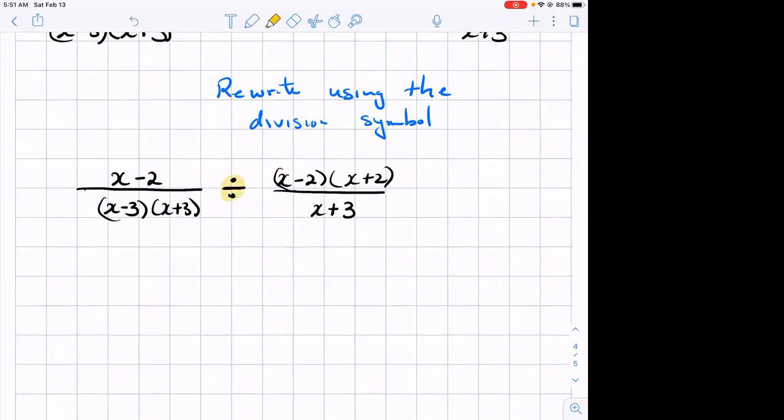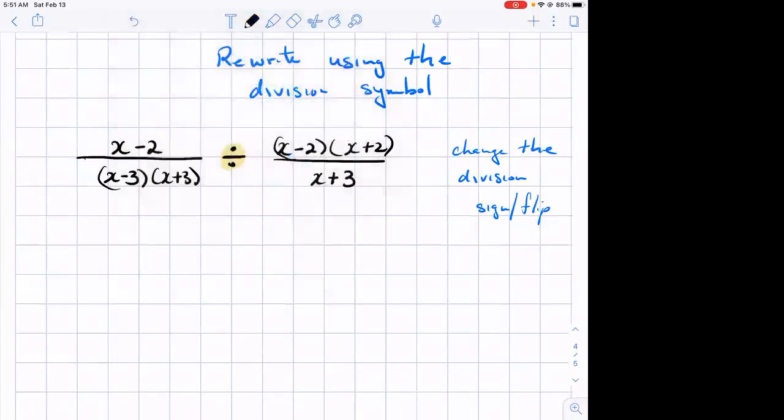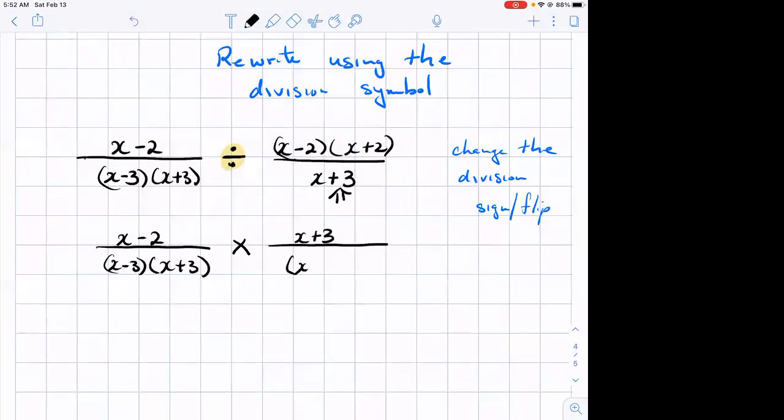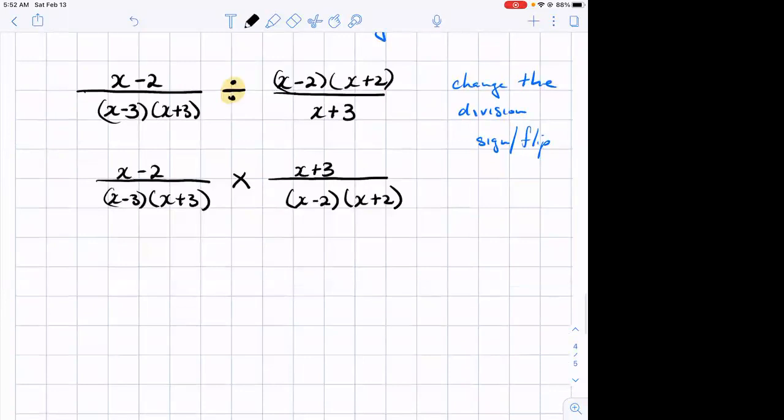And don't forget, we have to change that sign. Change the division sign. Flip. So we have x minus 2 divided by x minus 3 times x plus 3 times x plus 3 divided by, because remember we have to flip this fraction, x minus 2 times x plus 2. And now we look to see if we can simplify.